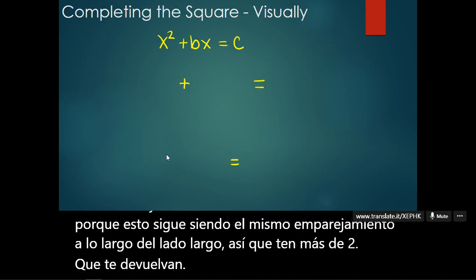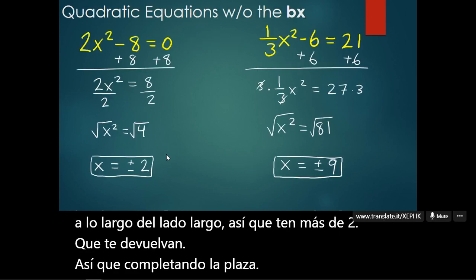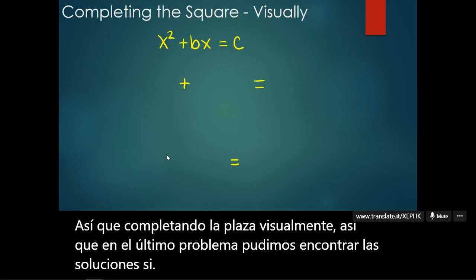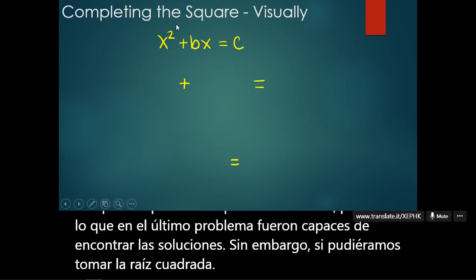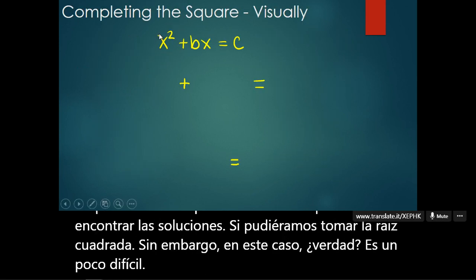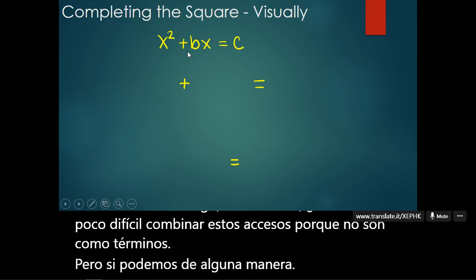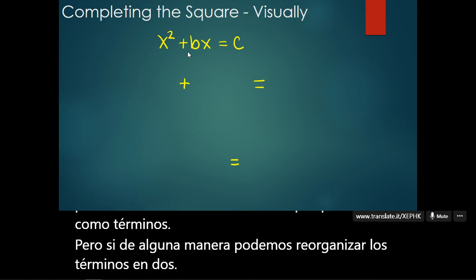So completing the square visually. So in the last problem, we were able to find the solutions if we could take the square root. However, in this case, right, it's kind of hard to combine these x's because they're not like terms. But if we can somehow rearrange the terms into a square, then we can take the square root.